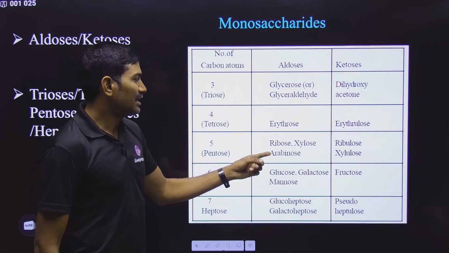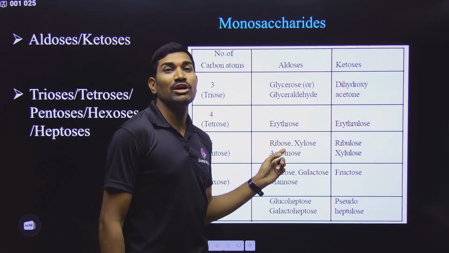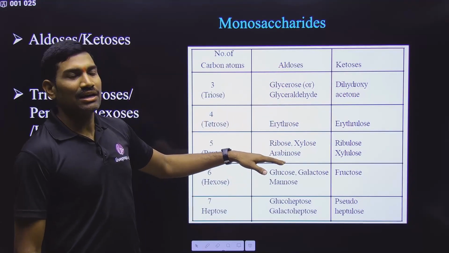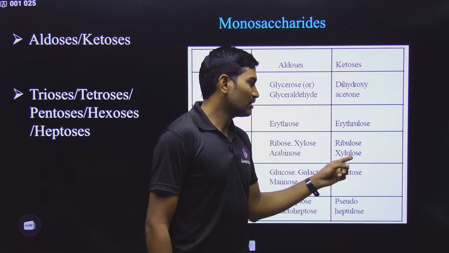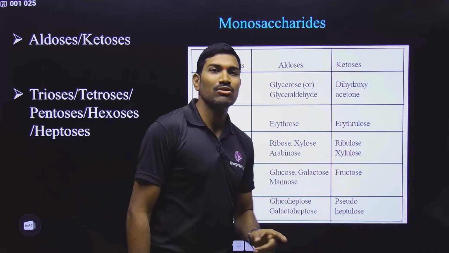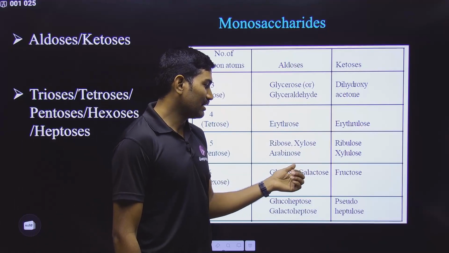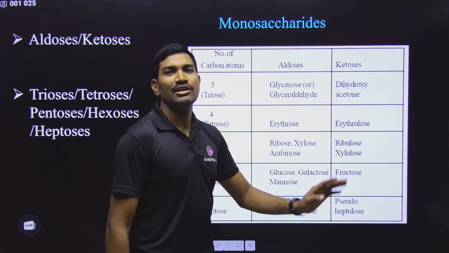For 5 carbons with an aldehyde group: ribose, xylose, arabinose. Not only ribose, 2-deoxyribose is also a standard example, part of the 5 carbon aldehyde sugars. Next, under the ketoses we have ribulose and xylulose. Next, under the 6 carbon sugars, important examples are glucose, galactose, mannose. These are all aldose sugars. Next, fructose is a ketose sugar.